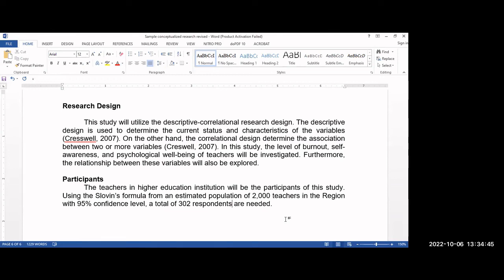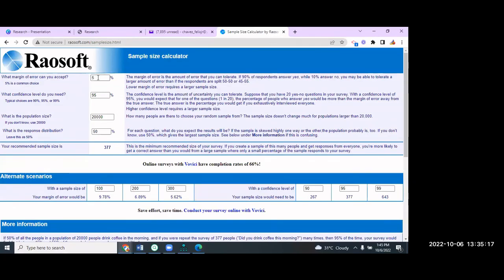And then you can use the different online calculators like Raosoft sample size calculator. So pwede naman talaga yan siya. Like for example, you can type in. Yan. This is the Raosoft online calculator.